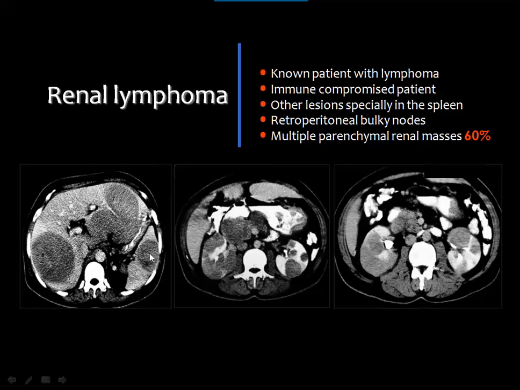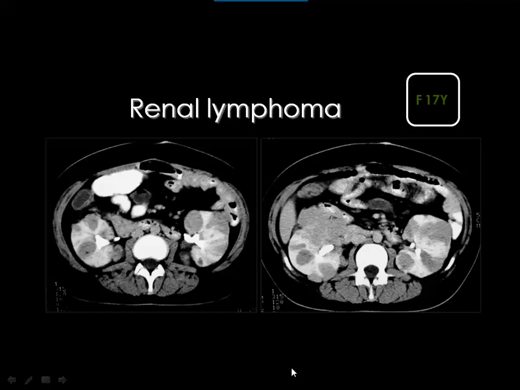Then this is lymphoma, and lymphoma in the liver, lymphoma in both kidneys, and also there is some lymphadenopathy in the abdomen. And this is also a case of lymphoma, bilateral solid renal masses, and the masses more or less do not deform the renal outline.